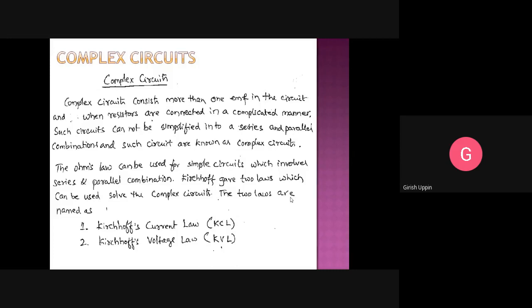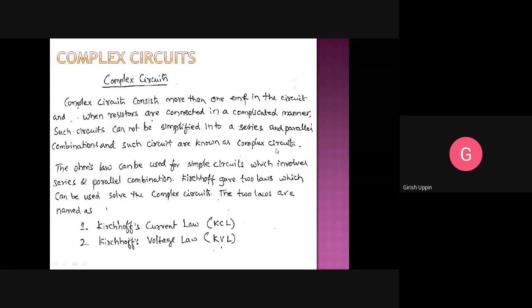So in order to solve complex circuits, we will not be able to directly use Ohm's law. We have to use certain other laws which were found out by the scientist Kirchhoff. So first we will understand what is a complex circuit. Complex circuits consist of more than one EMF in the circuit, and when resistors are connected in a complicated manner, such circuits cannot be simplified into series and parallel combination. Such circuits are known as complex circuits.